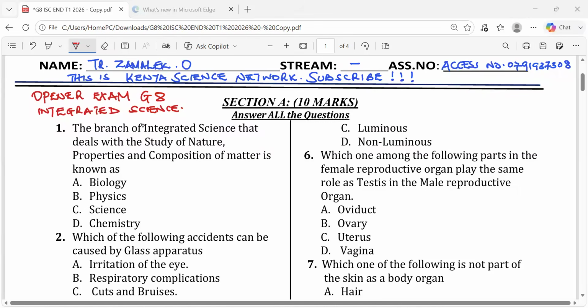Yes, this is Teacher Zamalek. We have the grade 8 paper here. It is the opener grade 8 integrated science, and this is paper 1. It's both section A and section B.